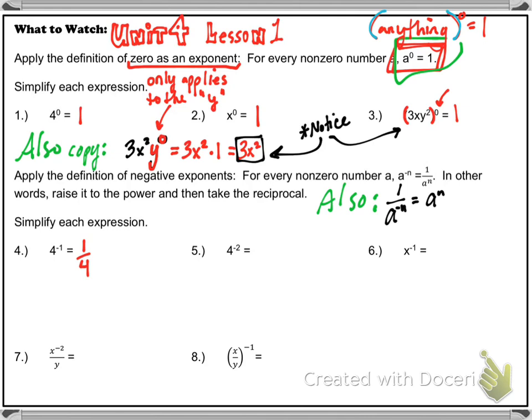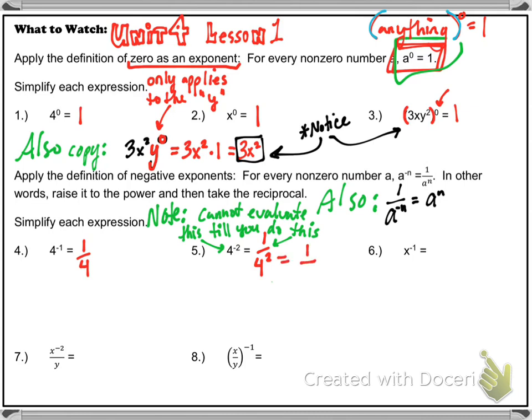Now, if you have something like 4 to the negative 2, you cannot multiply those. You cannot even evaluate this at all until you have simplified it like this. Now that I've moved it and I have a positive exponent, I can then square the 4. You cannot evaluate it until you have done that step. Now I can do 1 over 4 squared. 4 squared is 16, so I got 1 over 16.